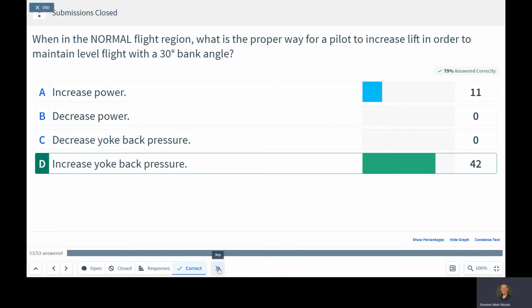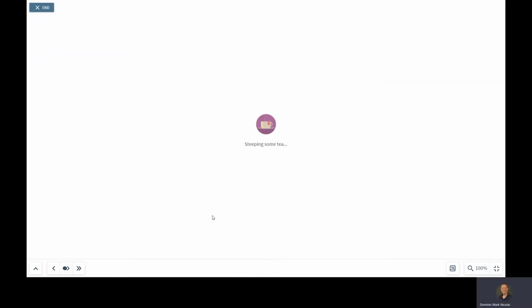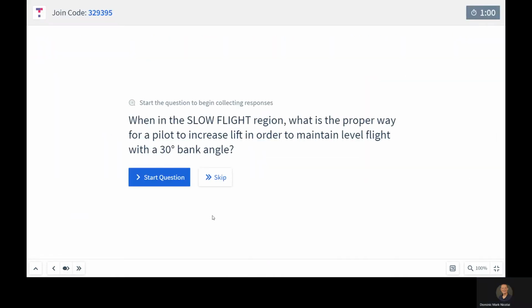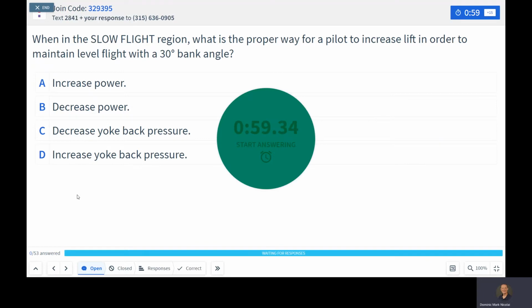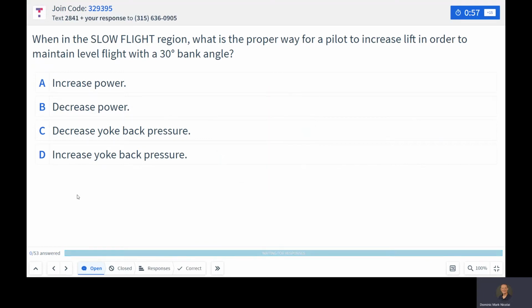All right, I got another question though. This time, I'm going to put you in the slow flight region. You're on the backside of the power curve. Remember, you know you're on the backside of the power curve when, if you want to fly slower, you have to add power. But the question is, the proper way for a pilot to increase lift in order to maintain level flight with a 30-degree bank angle. Again, don't overthink the question here. We're talking about lift development.